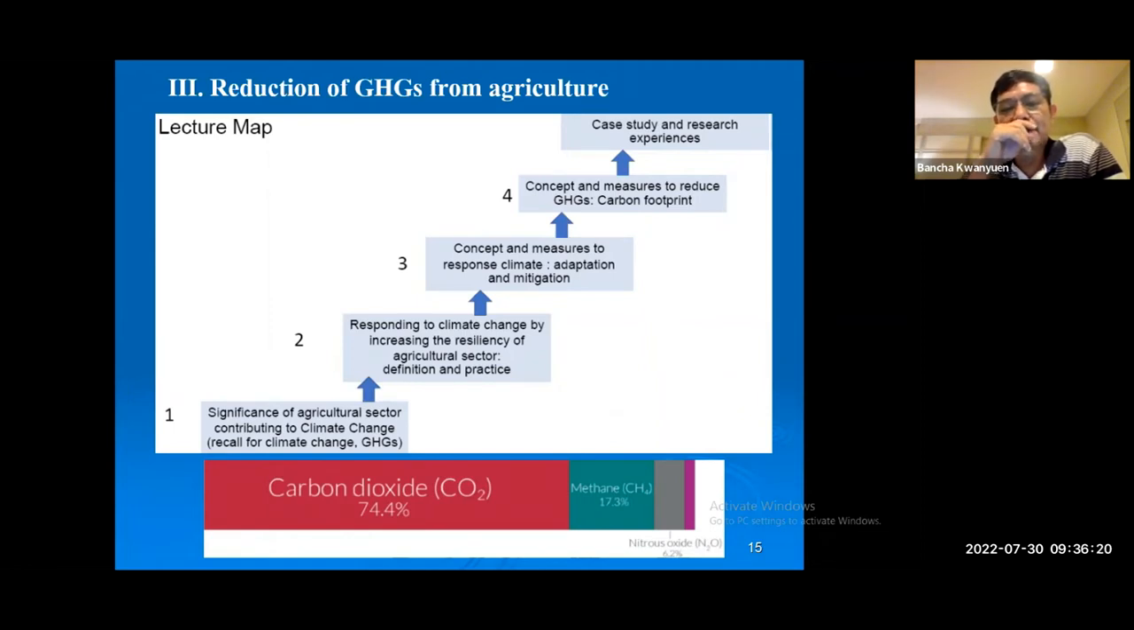And you can have a kind of response to climate by having more resiliency in terms of agricultural practice. Like we discussed how to grow rice smart, generating less greenhouse gas. And also we can have mitigation and adaptation.